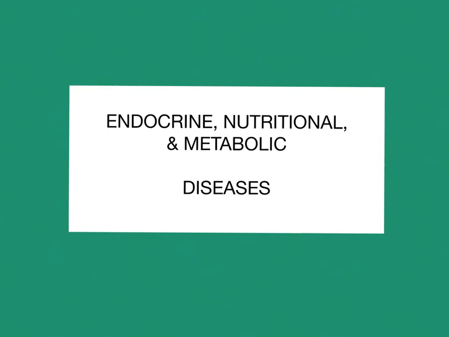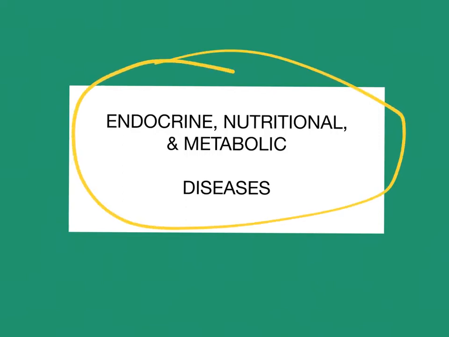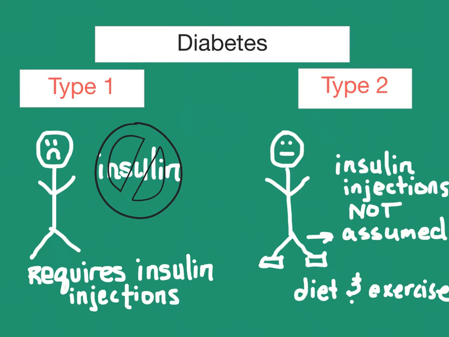Hello everyone. Let's review some helpful hints when coding for endocrine, nutritional, and metabolic diseases. A big focus of this chapter is centered around diabetes. So let's do a quick review and compare type 1 and type 2 diabetes, as the difference between the two does play into how we code for this condition.